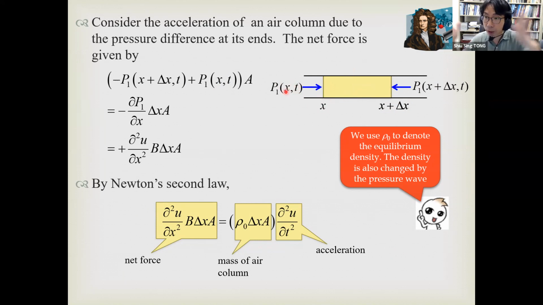Now, the equilibrium pressures must cancel each other, right? Because these two sides must have the same atmospheric pressure. That part will not change. So we don't consider that part, because it is always equal and they always cancel each other.